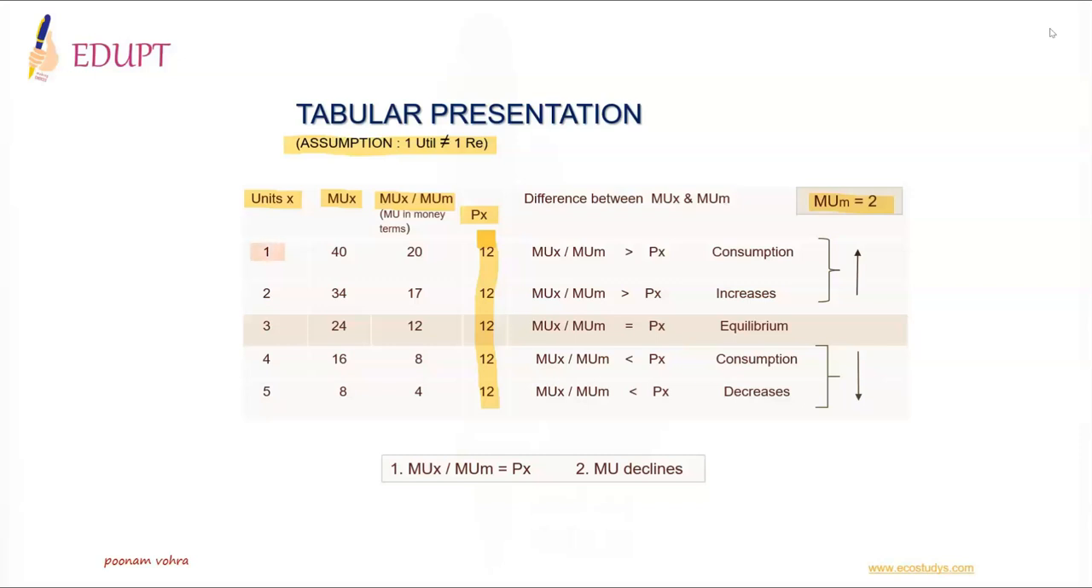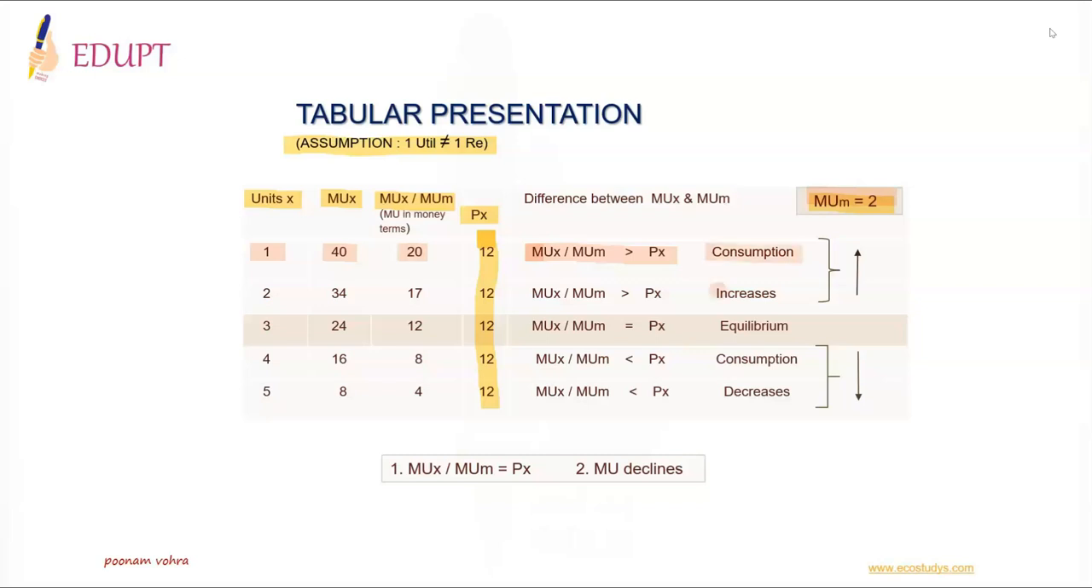When 1 unit is consumed, marginal utility of commodity X is 40 utils. When it is converted in money terms, it is 20, simply because marginal utility of money is assumed to be 2. So it is 40 divided by 2. Comparison is then made with the price, and one finds that the ratio of marginal utility in utils to money terms is greater than the price of commodity X.